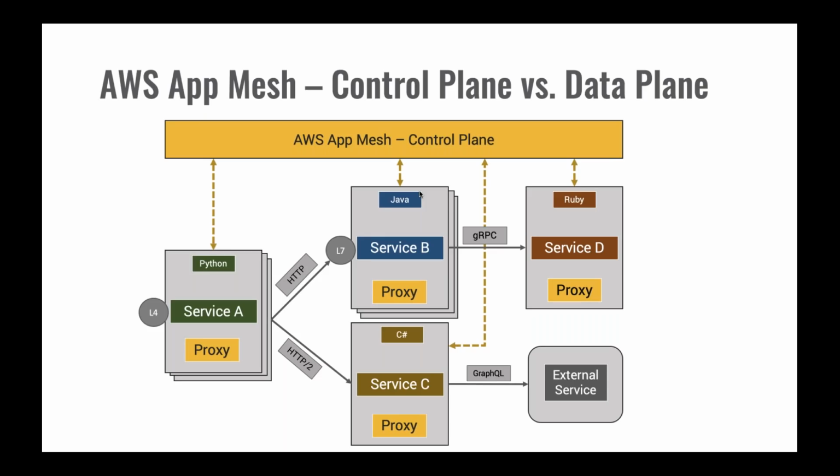The yellow dotted line that you see is the communication between the control plane and proxy. So it is like a client server, though it's not very appropriate. The server is a control plane and the client is proxy, and they have a constant dialogue on the current state of the deployment.